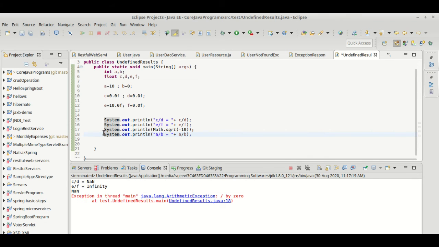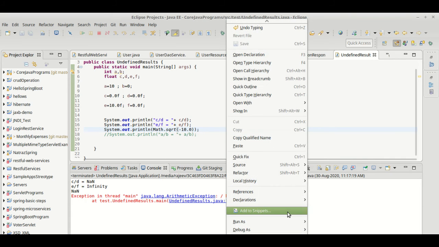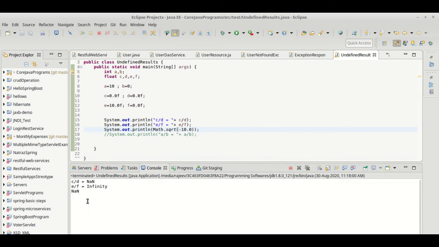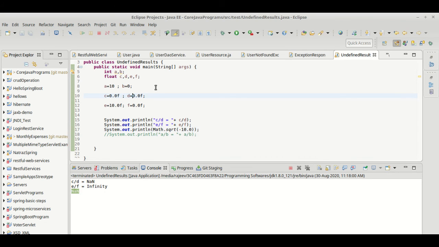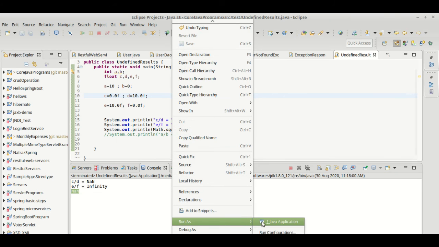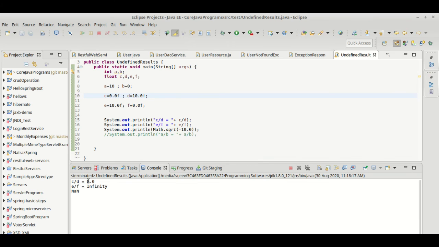Now we will change the values and see. In math.sqrt we can give float or double also. We will run, and then also it will come NaN. Now change those values. Suppose 0.0 is divided by 10, then it will come 0.0. Let us see.